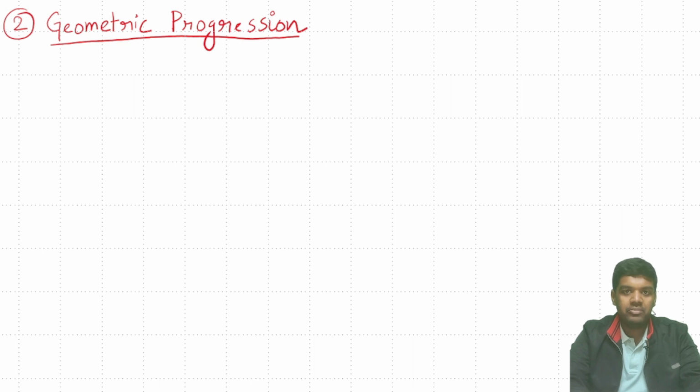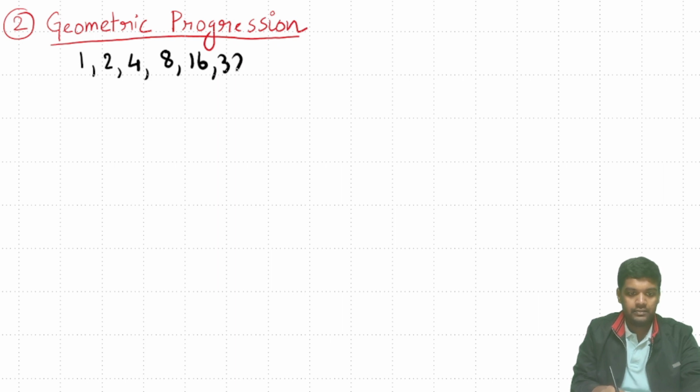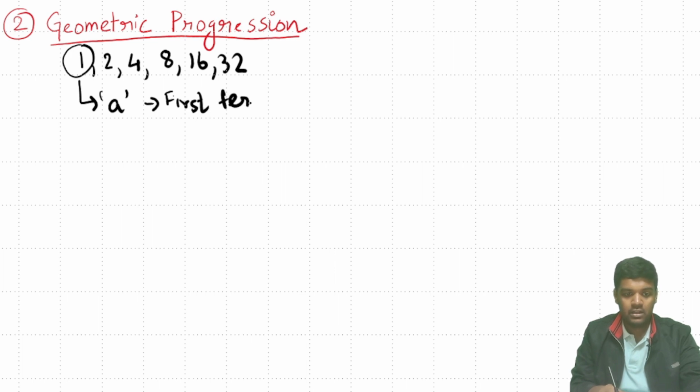Okay. A geometric progression is a progression wherein any two consecutive numbers have the same ratio. For example, let's say a series 1, 2, 4, 8, 16, 32. If you notice, the ratio of the second term to the first term is the same as the third term to the second term, and so on. We call it a common ratio. So the notation here will be as follows. The first term is again denoted as A. The common ratio, 2, is denoted as R.